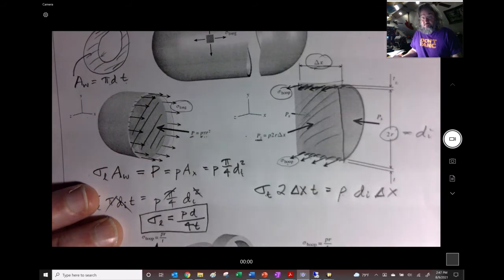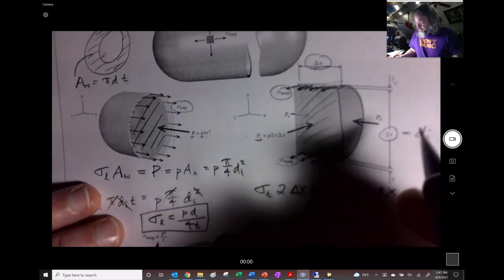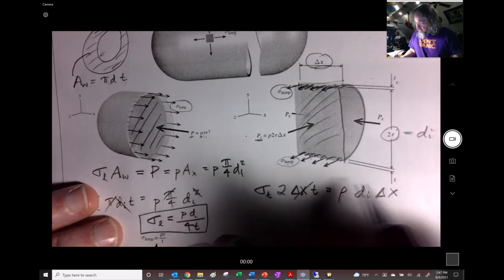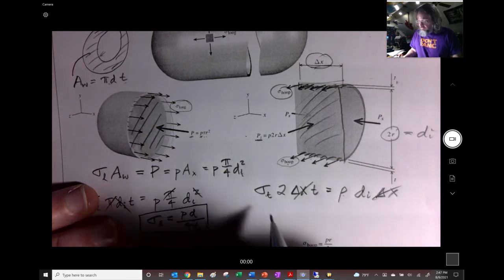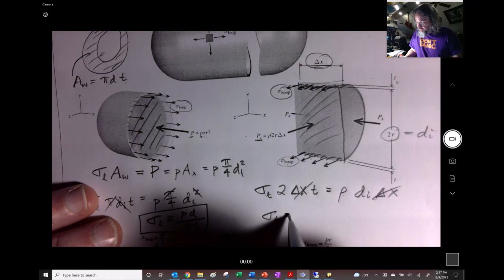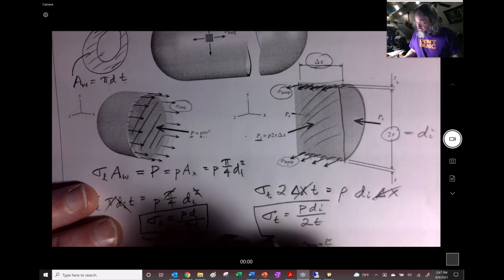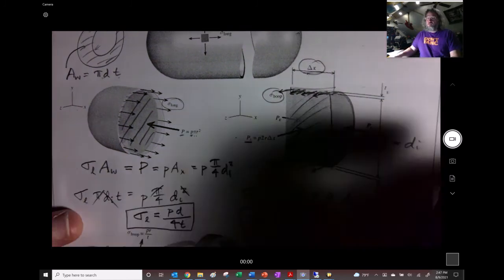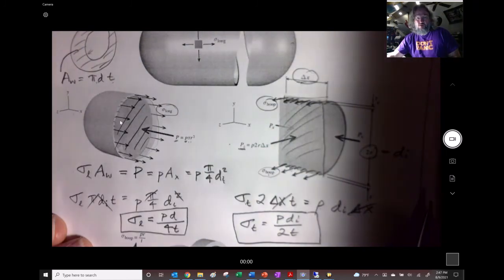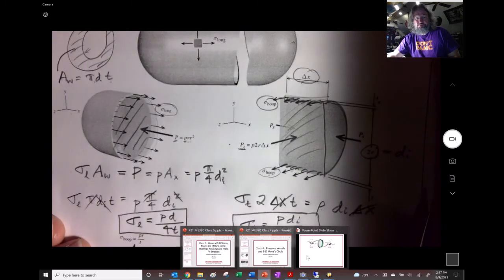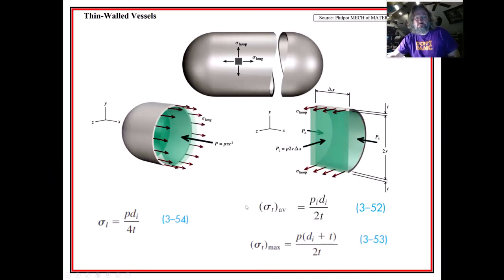So this pressure is acting at DI, that's this length right there, times delta X, this distance. Well, check this out. Look at that. Delta X cancels out. We get tangential here is going to be P DI divided by 2T. You'll recall from our equations over here, that's this guy right here. That's that average tangential stress.